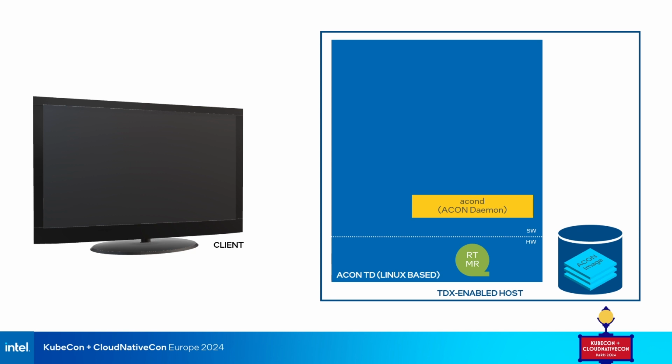ACON D provides APIs to allow host software to manage containers inside the ACON TD. To start a container, its image is fed to ACON D, which then measures the image and records the measurement in an activity log, and then extends the log entry to a hardware-protected runtime measurement register, or RTMR for short. Now the container is ready to be started.